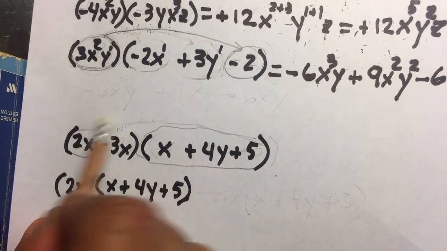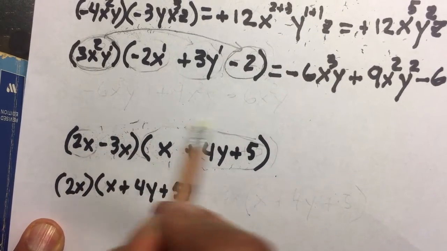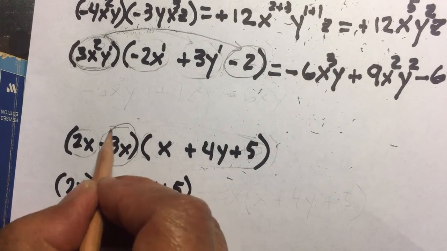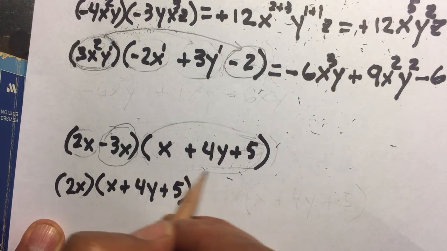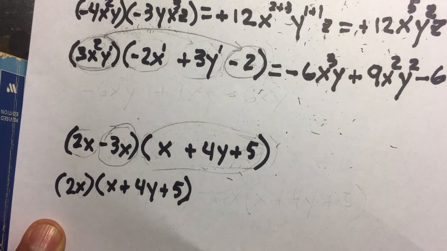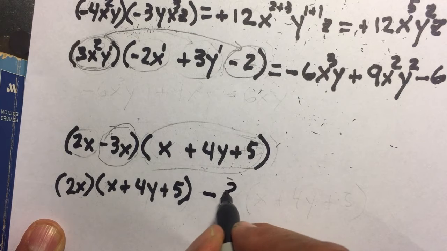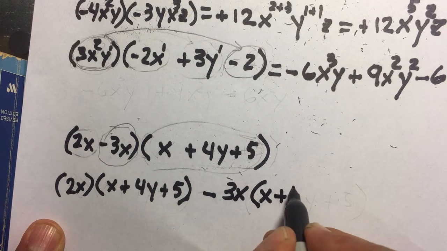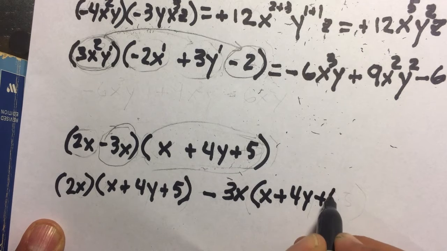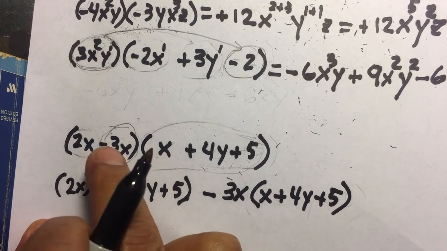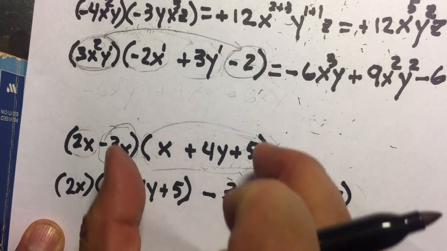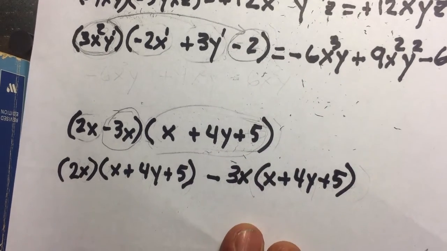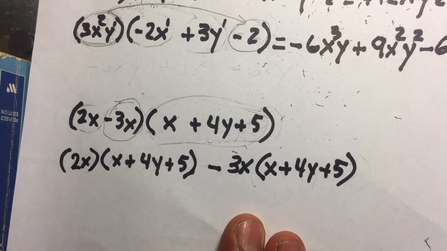We proceed now to multiply minus 3x times this entire expression. It would be minus 3x times x plus 4y plus 5. So this is minus 3x is here, and all of this expression is copied here. So we proceed now to multiply just like we did before.